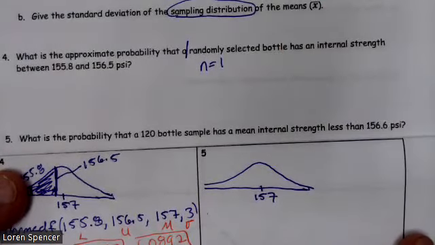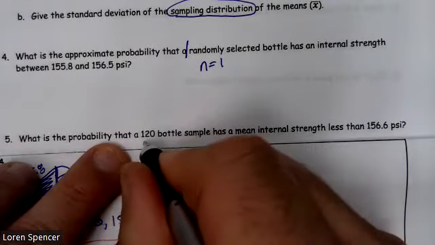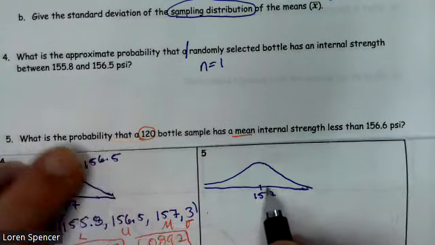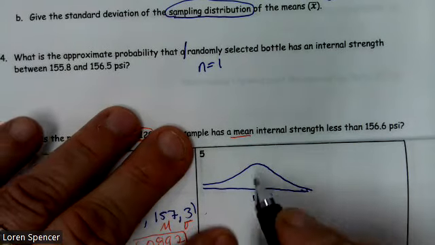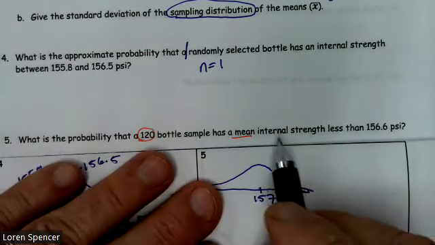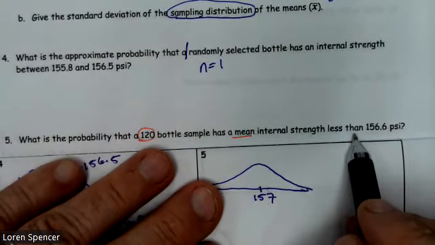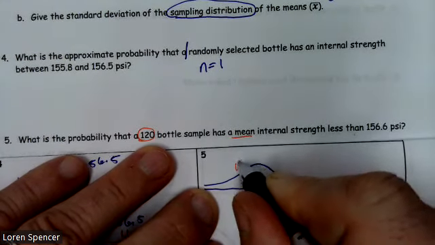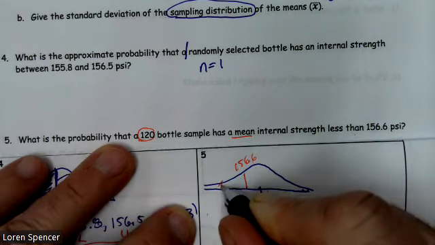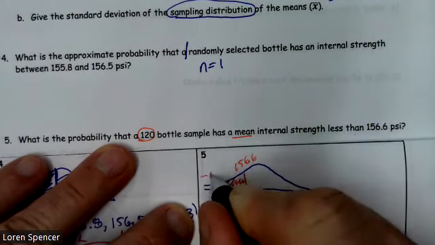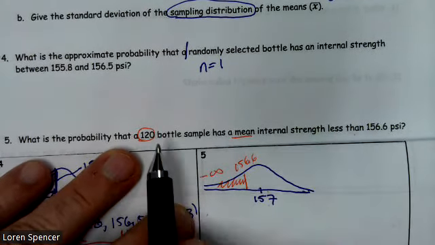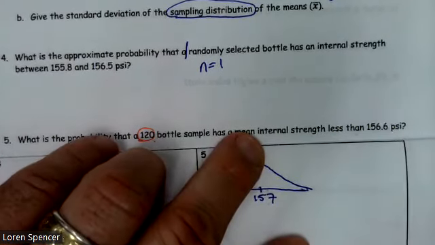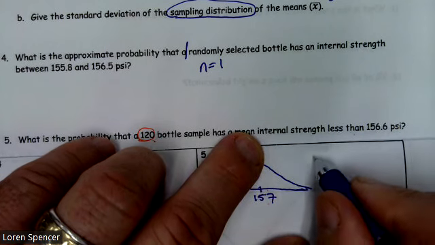What is the probability that a 120 bottle sample has a mean strength less than 156.6? So we're talking about the mean, so this is no longer just a single bottle. 156.6 is here, and we're shading this way, all the way to negative infinity. But here they gave us a sample size, so this is going to be a z-test.